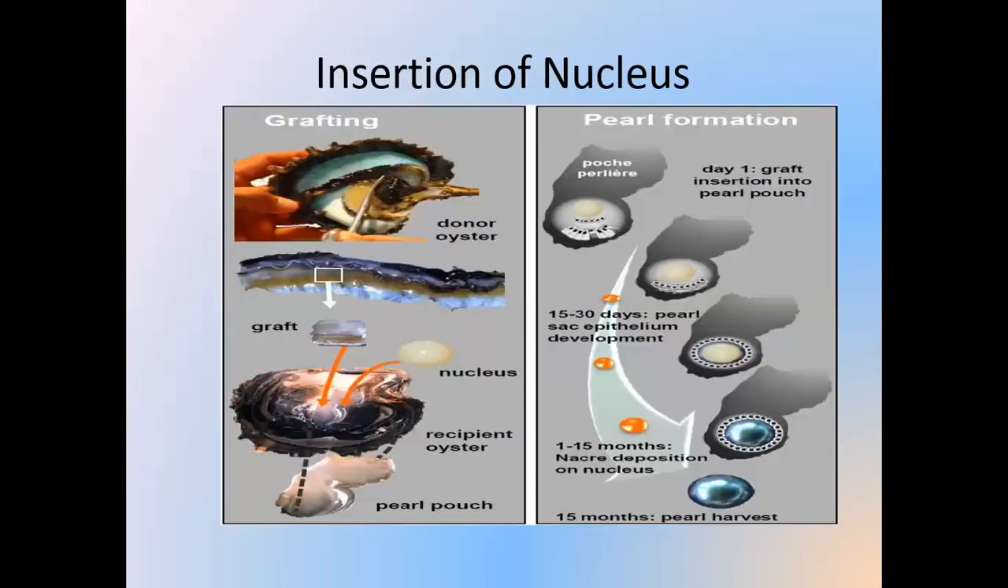This is the picture of the insertion of the nucleus. This is the grafting process. This is the graft tissue which is inserted into the pearl oysters. This is the pearl pouch.